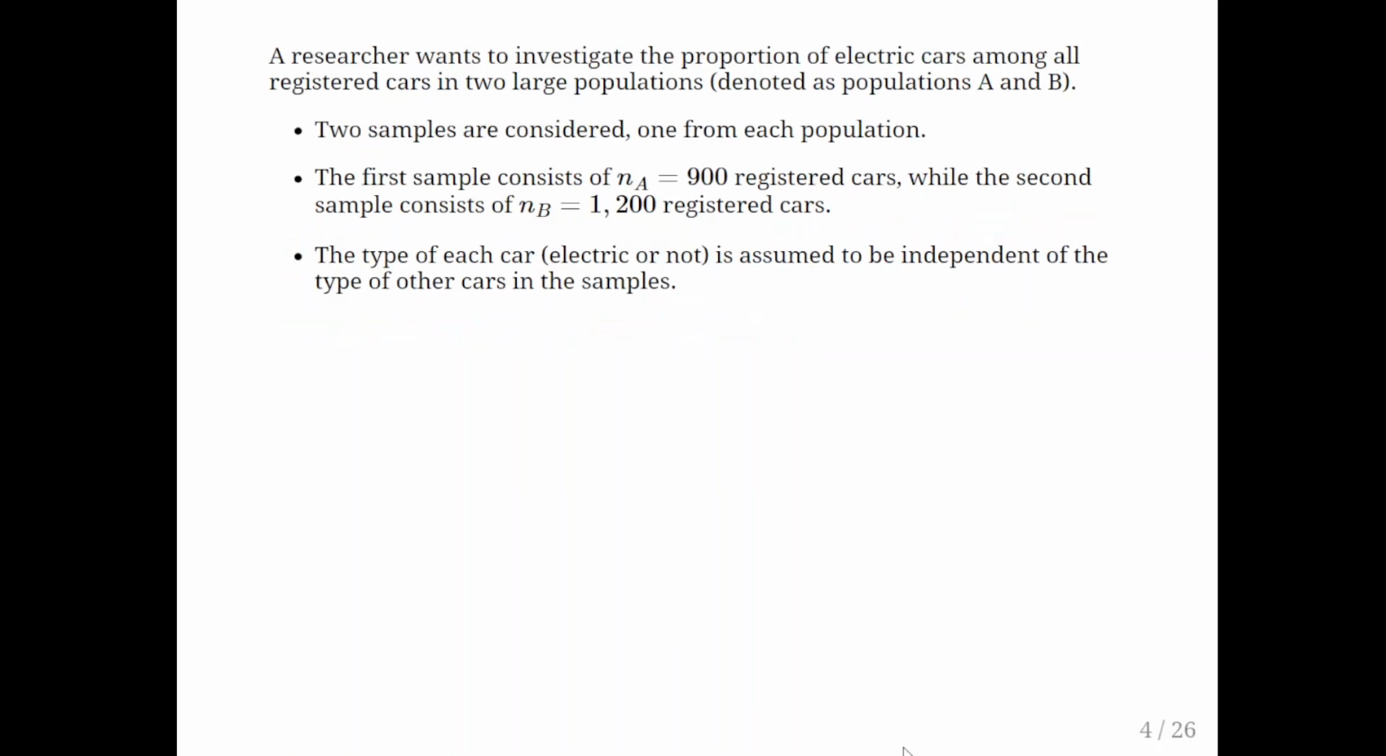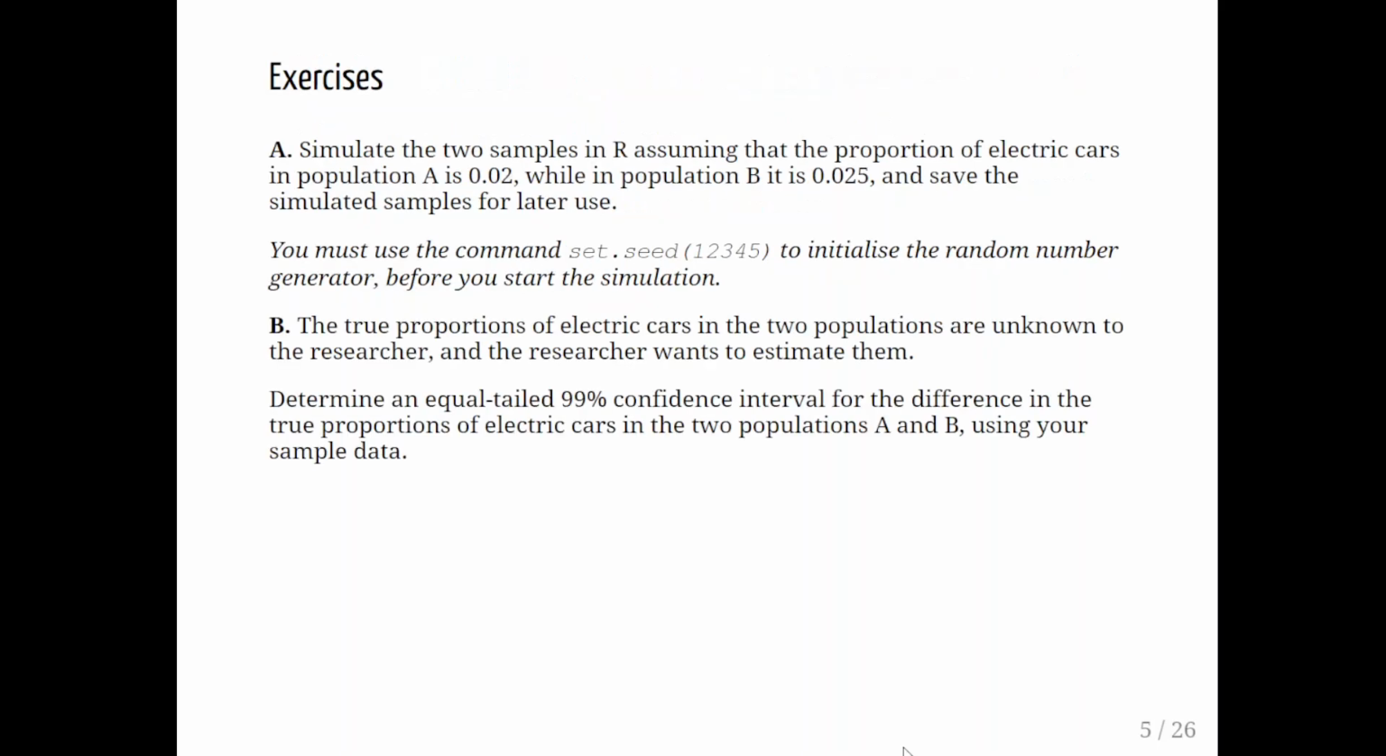A researcher wants to investigate the proportion of electric cars amongst all registered cars in two large populations denoted A and B. Two samples are considered, one from each population. The first sample consists of NA equals 900 registered cars, while the second sample consists of NB equals 1,200 registered cars. The type of each car, electric or not, is assumed to be independent of the type of other cars in the sample.